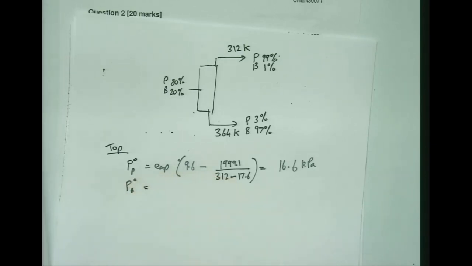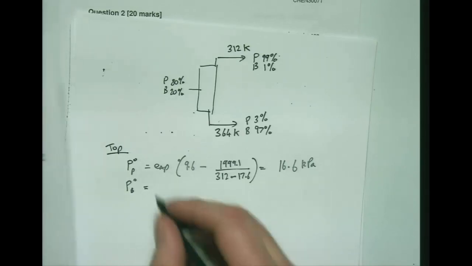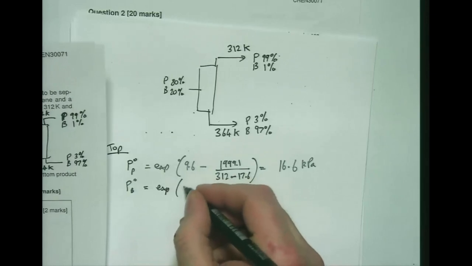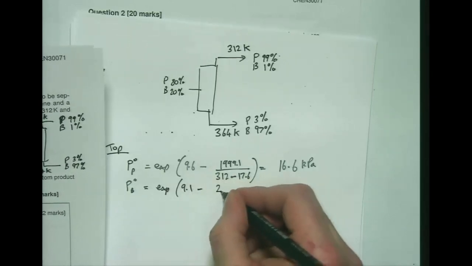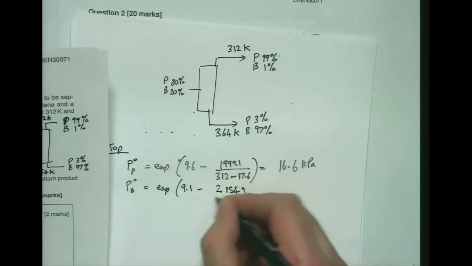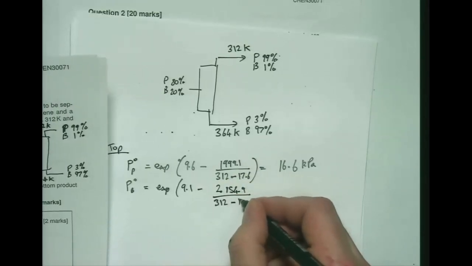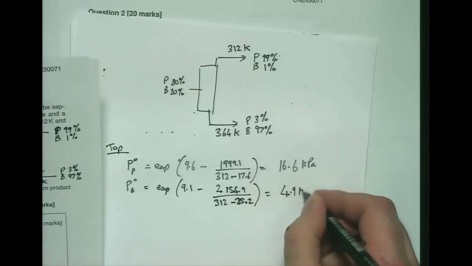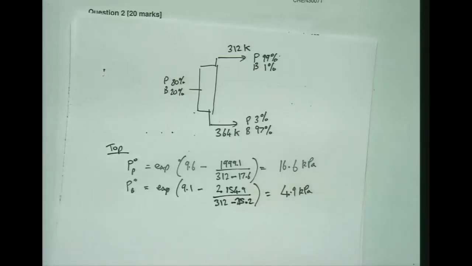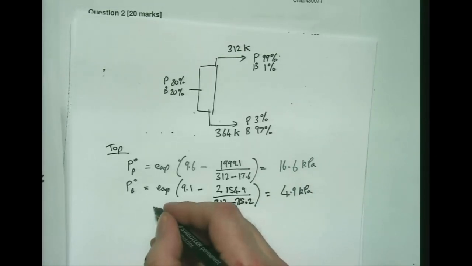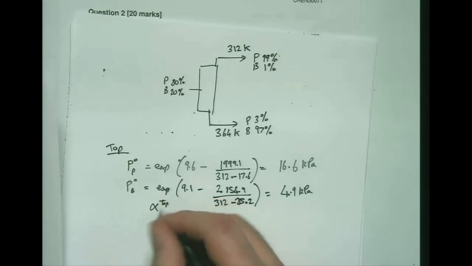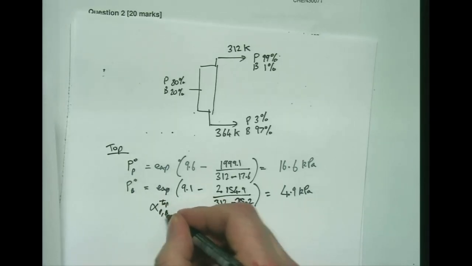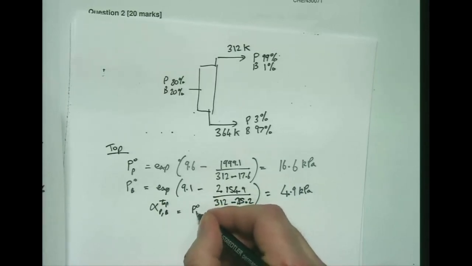column. We can also look at the saturated vapor pressure of butane for the top of our column. And again, the temperature at the top of the column. And the relative volatility at the top is essentially the ratio between these two vapor pressures.